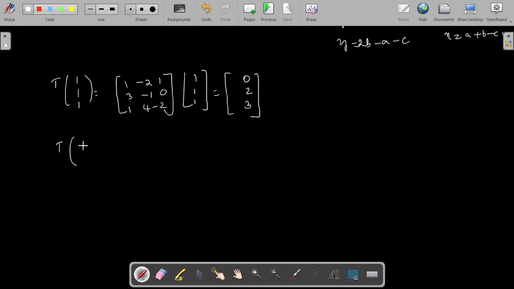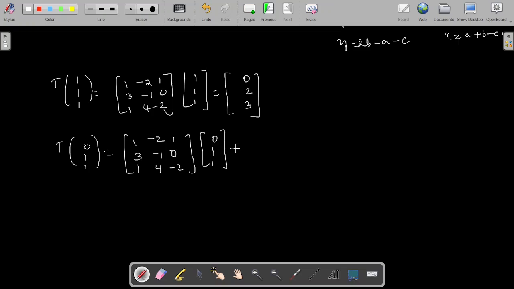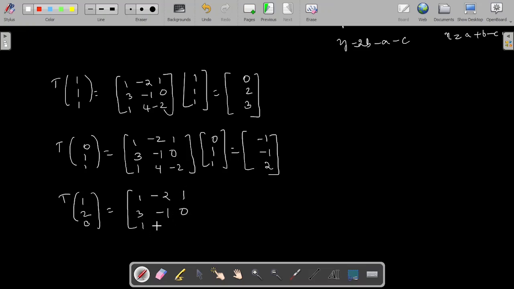So next, similarly, T of 0 1 1, this is another vector of the basis. Same way, 1 minus 2 1, 3 minus 1 0, 1 4 minus 2. Where does this vector go after applying the transformation? It goes to minus 1 2. Okay, next T of the last, 1 2 3, this is equal to 1 minus 2 1, 3 minus 1 0, 1 4 minus 2. Where does this vector go? To 1 2 3. After applying the transformation, you can simplify it. It goes to 0 1 3. All these are as per our standard coordinate system.